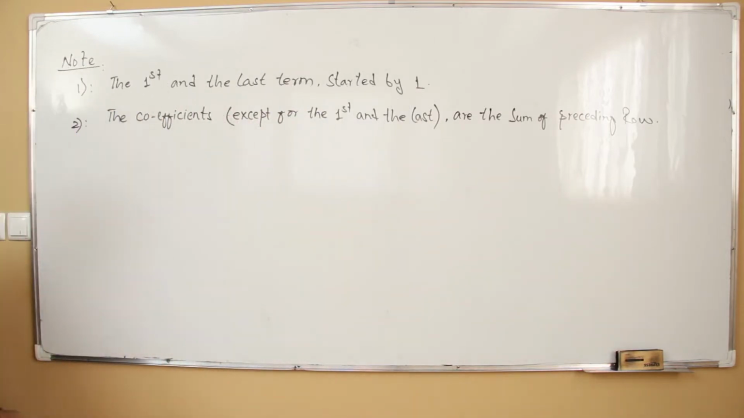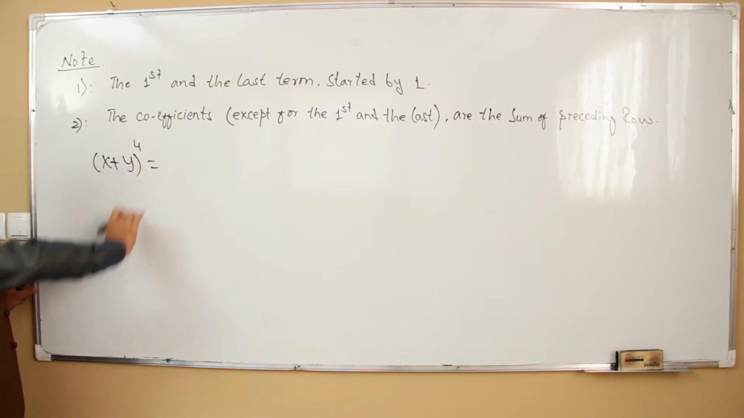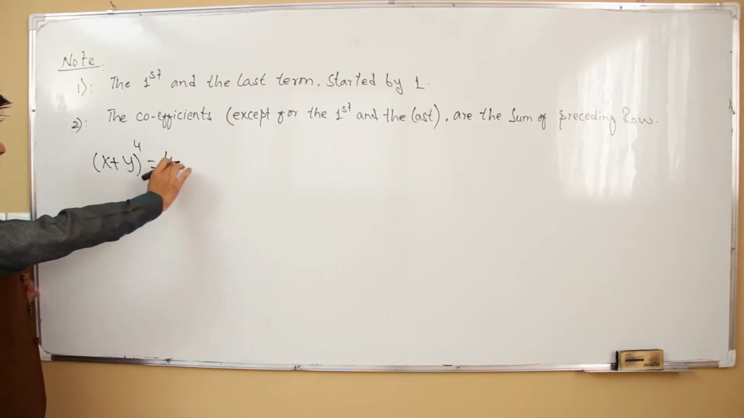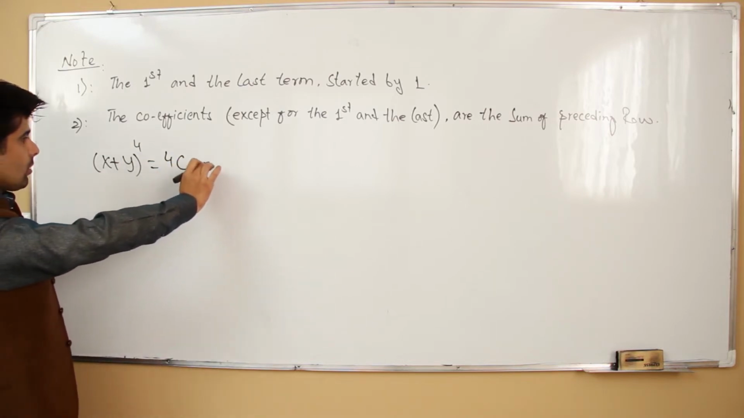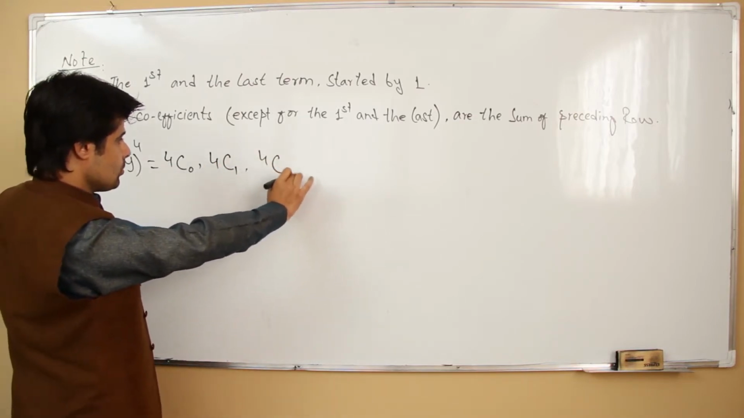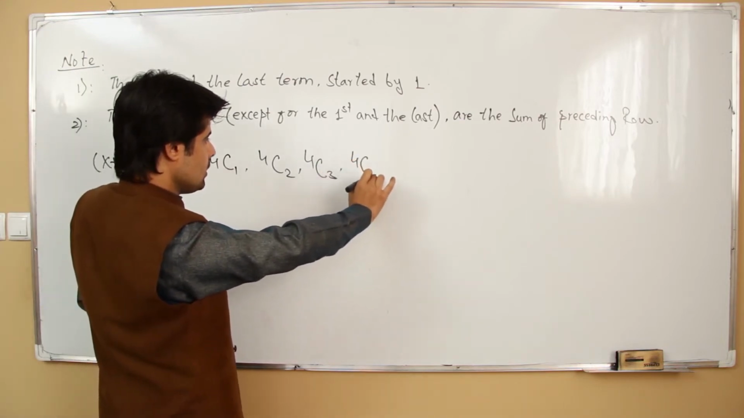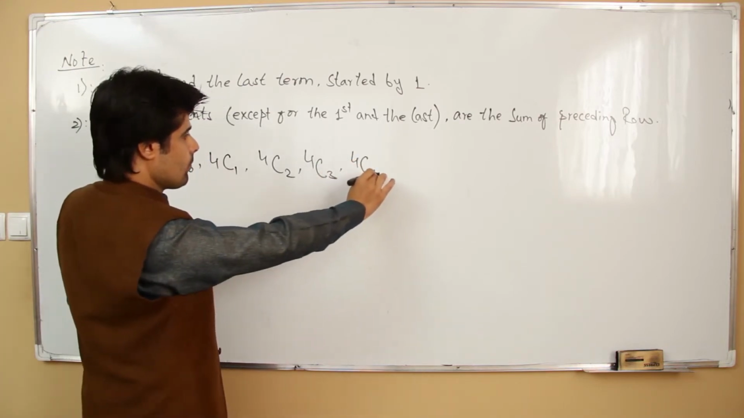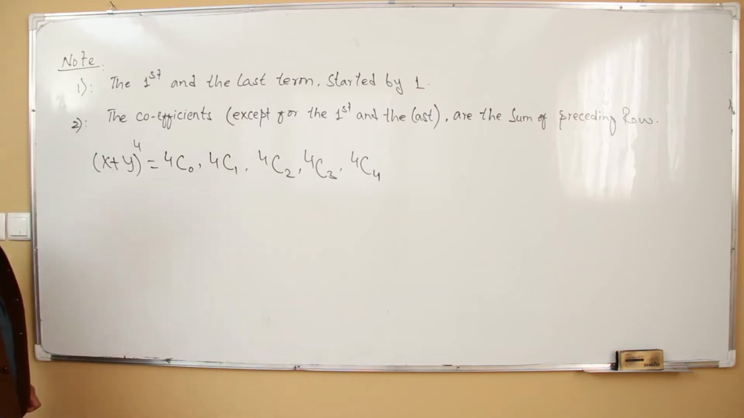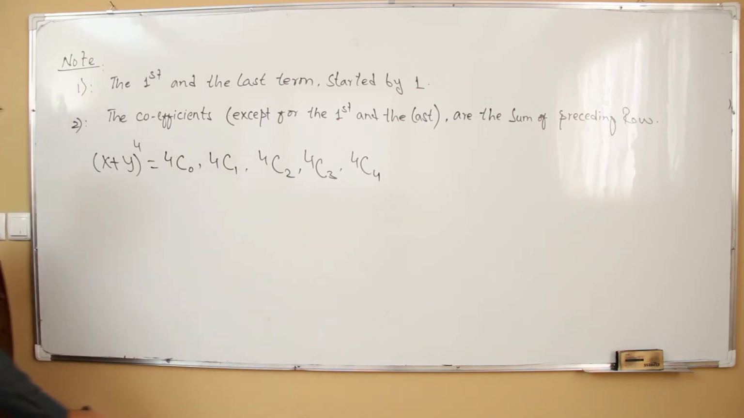For example, one thing you have to know is if you have x plus y raised to the power 4. Now, what are the coefficients? It is 4c0, 4c1, 4c2, 4c3, 4c4.